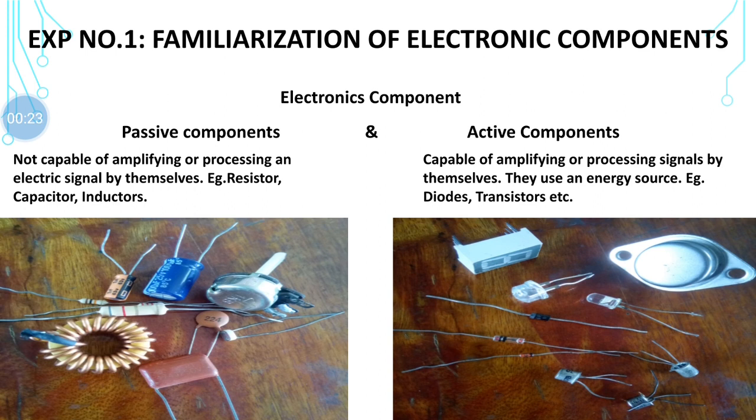Passive components are components that are not capable of amplifying or processing electrical signals by themselves. Some examples are resistors, capacitors, and inductors. Whereas active components are capable of amplifying or processing signals by themselves. Some examples are diodes and transistors, etc.